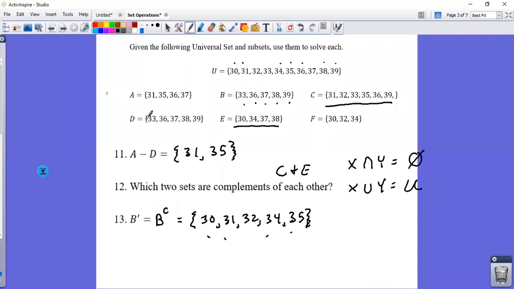Wait, Mr. Rackwitz, so if it shows up like B with the mark, that means that's just another way of saying what's the complement of B? Yes. Yeah. That little notation, that little half of a quote sign, that is complement. Yes. Yep.